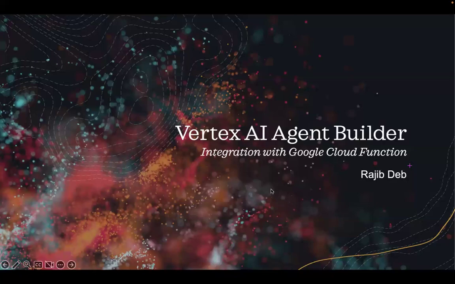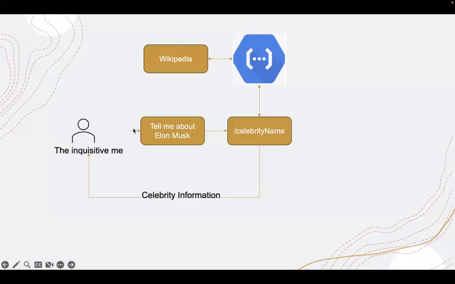The flow will be like this. So this is me. I want to know about celebrities. So when I ask the agent, tell me about Elon Musk or any other celebrity, the agent should be able to take my prompt, call an endpoint, which is a Google Cloud function exposed as an endpoint.